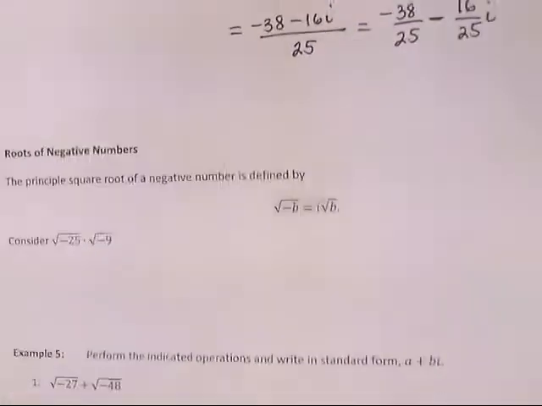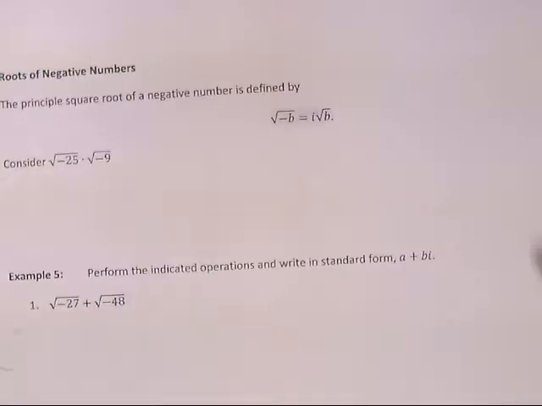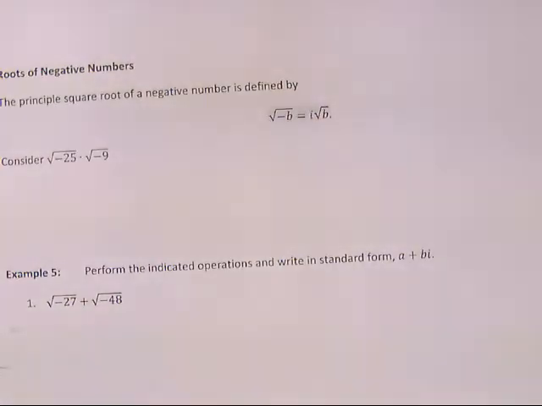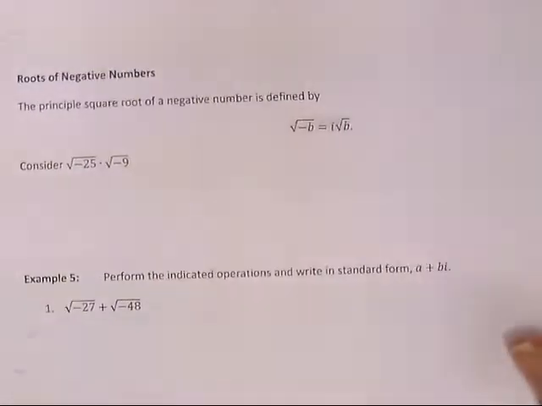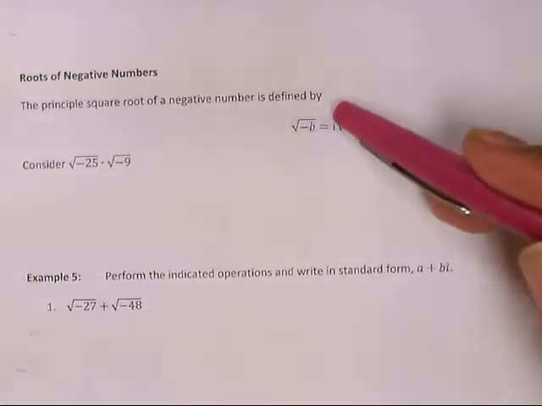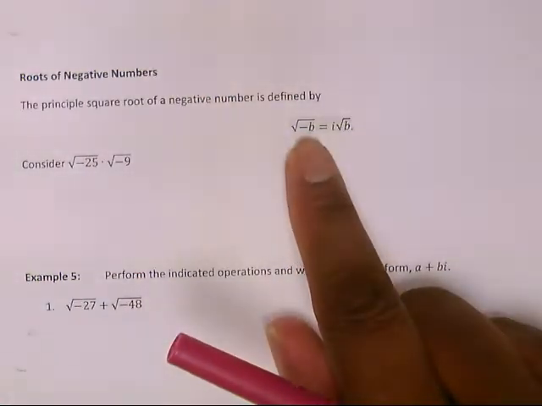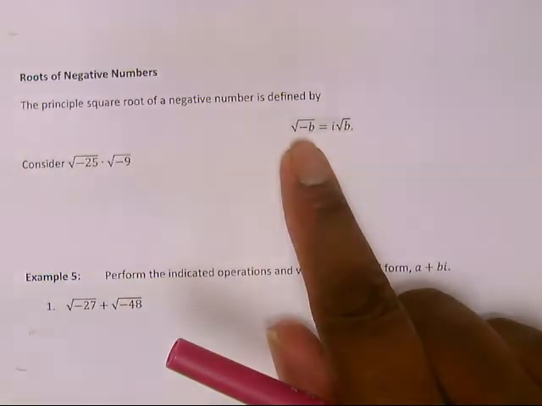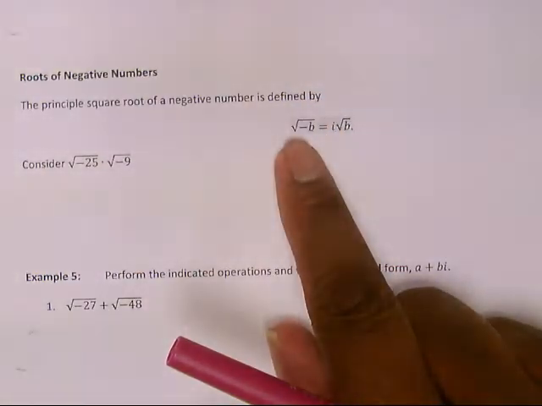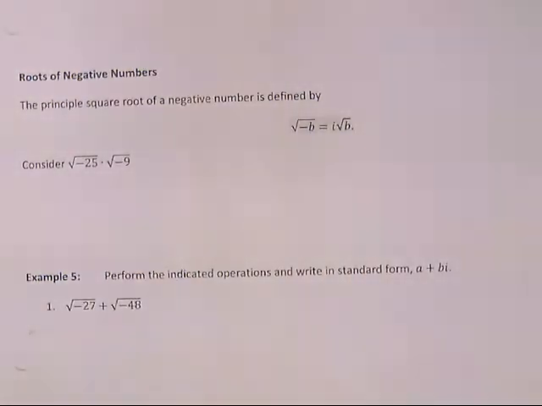Okay, next we'll look at roots of negative numbers, and that's the last thing in section 1.4. In this case, the principal square root of a negative number is defined by the square root of negative b equaling i times the square root of b. That's because the negative sign means that there's a negative 1 there. So we can take the square root of negative 1, and that will be i, times the square root of b.